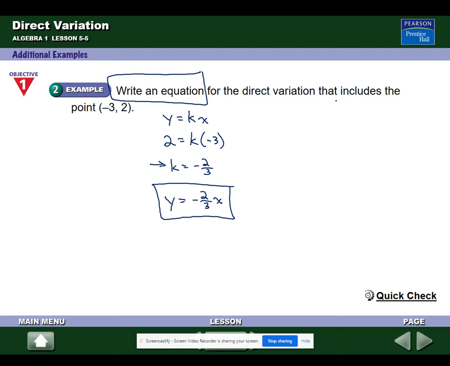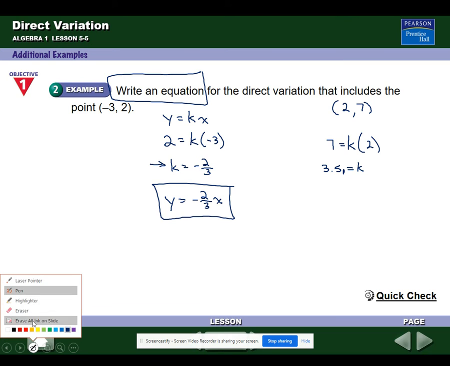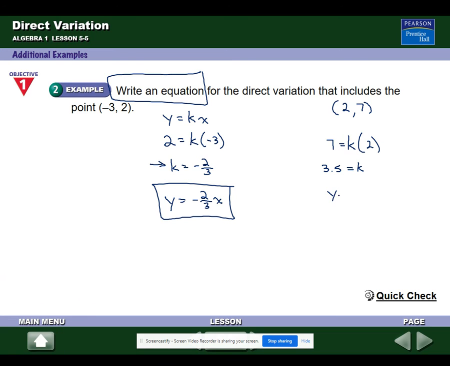What if the point were 2, 7? Well, then you could go y equals kx, and you could go 7 in for y and 2 in for x, and you could divide both sides by 2, and that would be 7/2, or maybe you go with decimal 3.5. That's what k is equal to, is 3.5. And then you could rewrite the equation with that 3.5 in for k, and it would be y equals 3.5x.